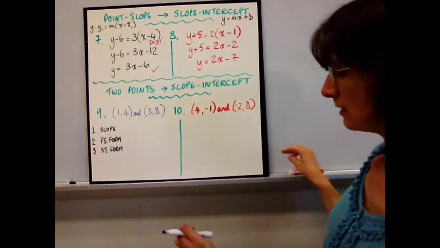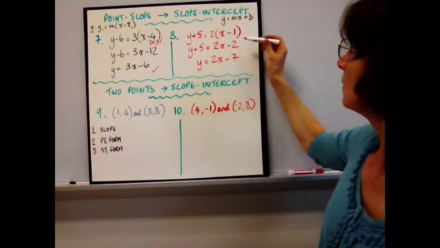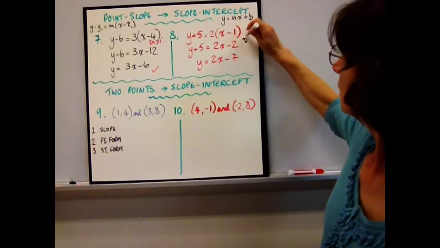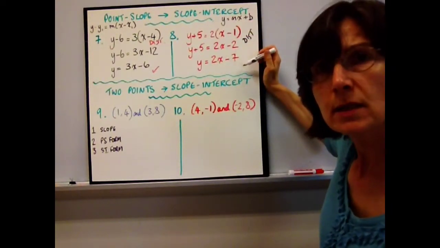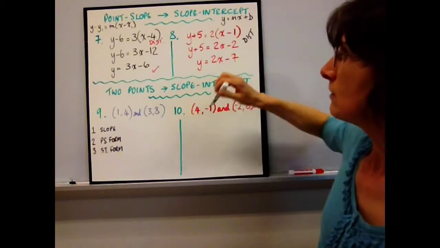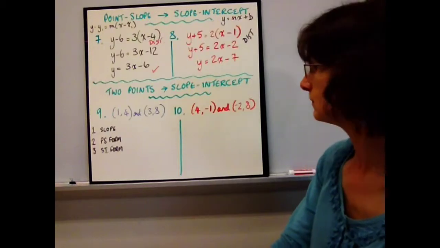And over here, I'm sure we did the same thing. Here we've got something in point-slope form. We distributed, and we rearranged, and we've got it in slope-intercept. So very convenient to plug in information and rearrange to get slope-intercept form.